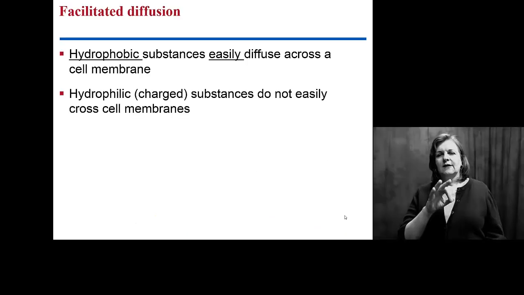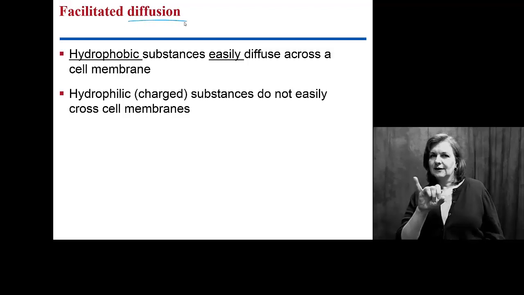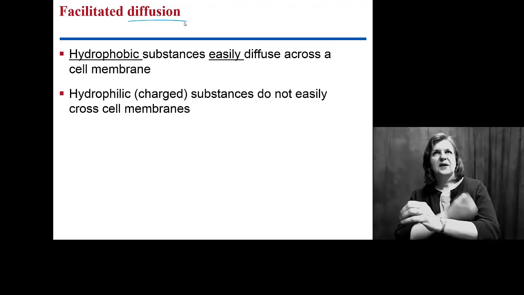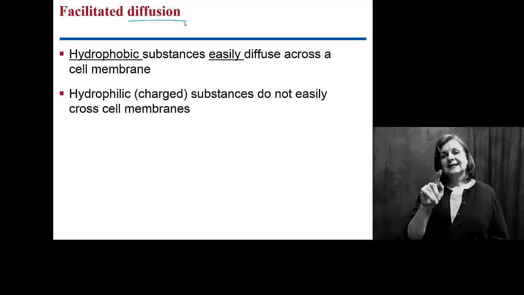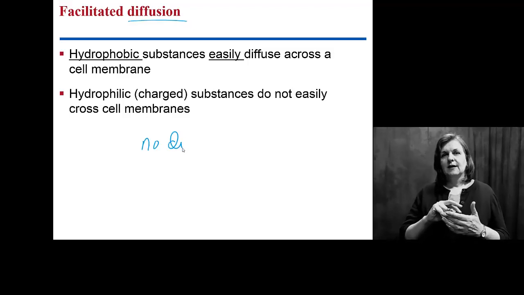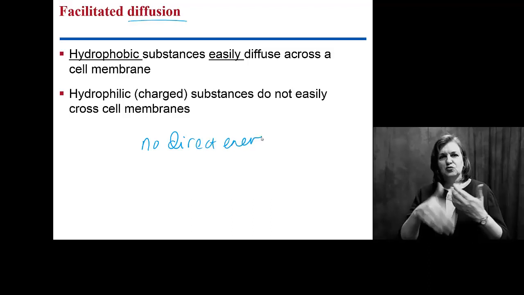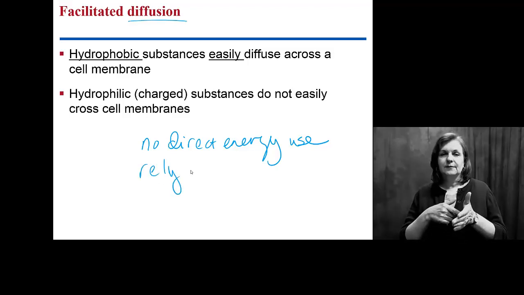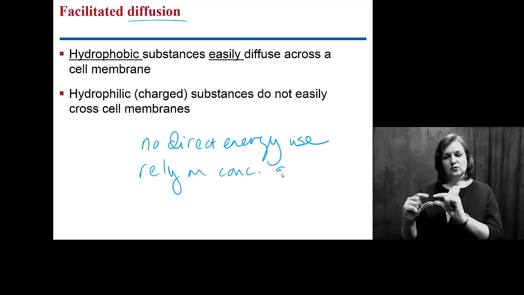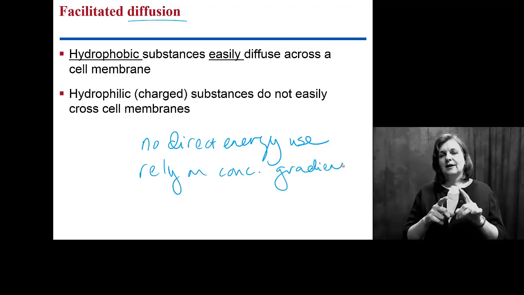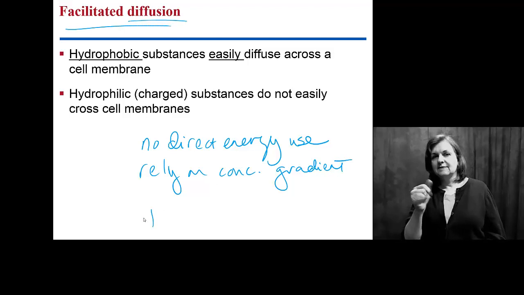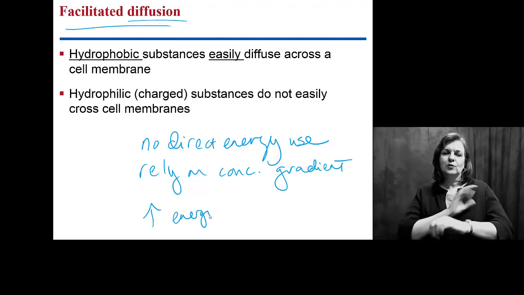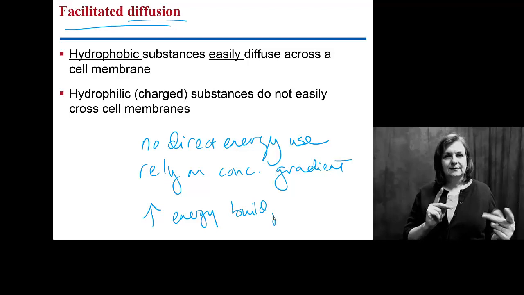We do have something known as facilitated diffusion. And with diffusion, be careful, because we always think about that as being passive and no energy. But when we look at facilitated diffusion, there's no direct energy use. But even though it's still going to rely on the concentration gradient, facilitated diffusion is going to need high amounts of energy to actually build proteins.